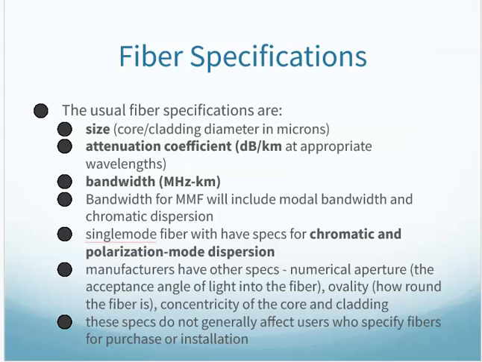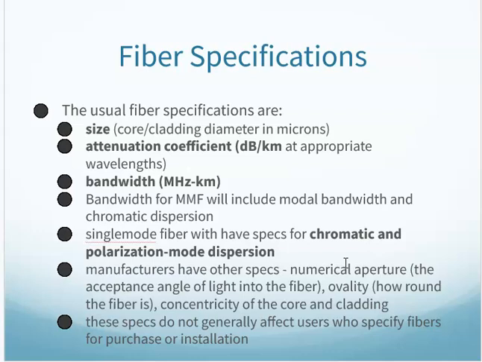Some fiber specifications. We talked about the size, the core cladding diameter. That lets you know the size of fiber you're dealing with, multi-mode, single mode, etc. There is the attenuation coefficient represented in decibels per kilometer. That lets us know the length capability of this fiber. How much is the signal going to weaken over distance, letting us know approximately the distance we're going to get. And then the bandwidth, megahertz per kilometer as well.